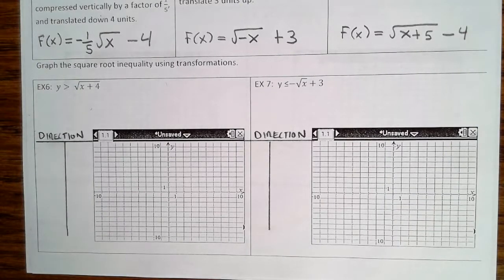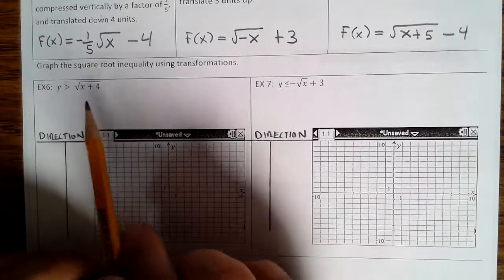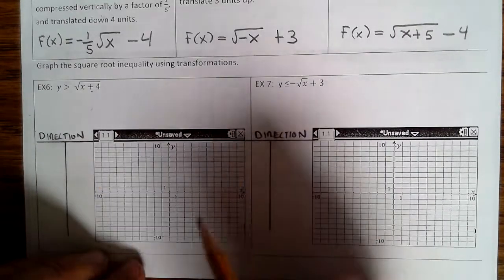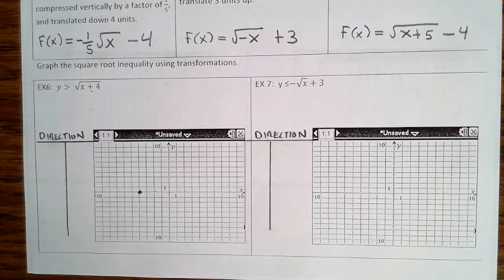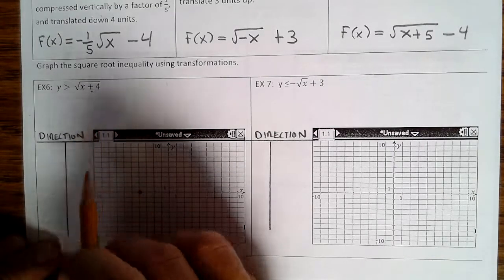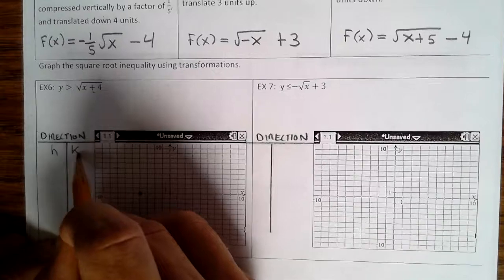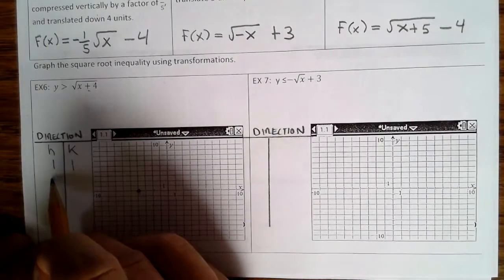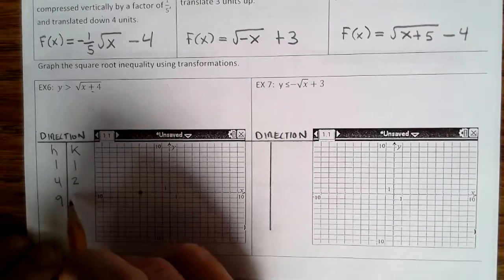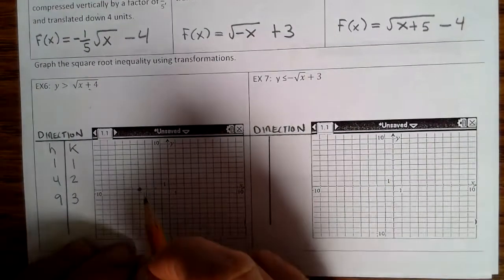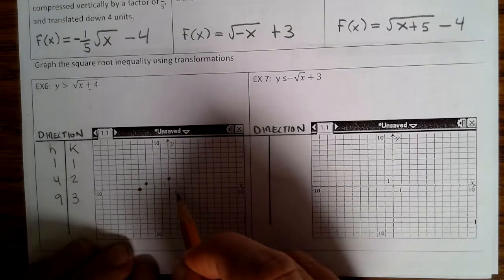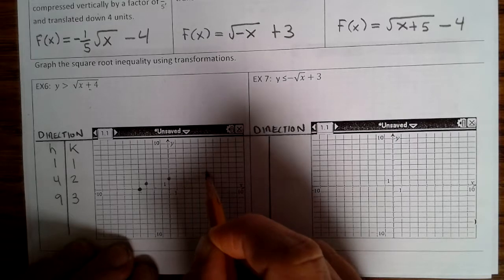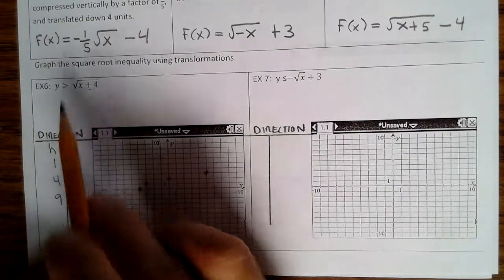All right. Now, let's look at example 6 and 7. Graph the square root inequality using transformations, okay? So first we need to move the vertex. That means we move the vertex left 4. So 1, 2, 3, 4. Okay? And then we know if we graph by direction, we have h and k, that's your new vertex, and then (1, 1), (4, 2), (9, 3). So we go to the right 1, up 1, to the right 1, 2, 3, 4, up 2, to the right 5, 6, 7, 8, 9, up 1, 2, 3. Now, there's no line underneath, so it's a dashed line.